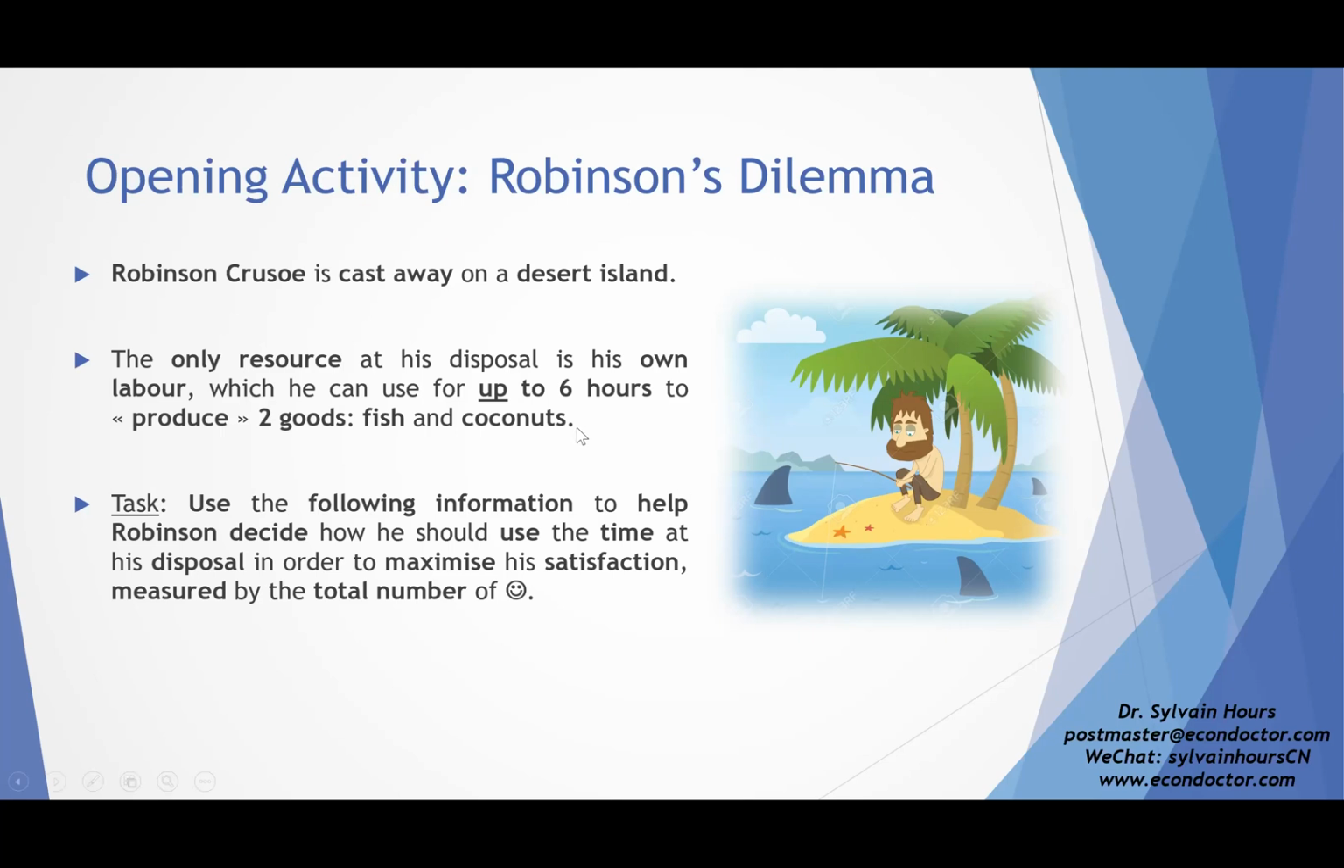And here essentially we have to allocate a resource, labor, between two production processes. We can use it to produce fish, or we can use it to produce coconuts. And of course, the objective is to allocate this particular resource in such a way that the satisfaction of this guy, Robinson, is going to be maximized. How do I measure this satisfaction?